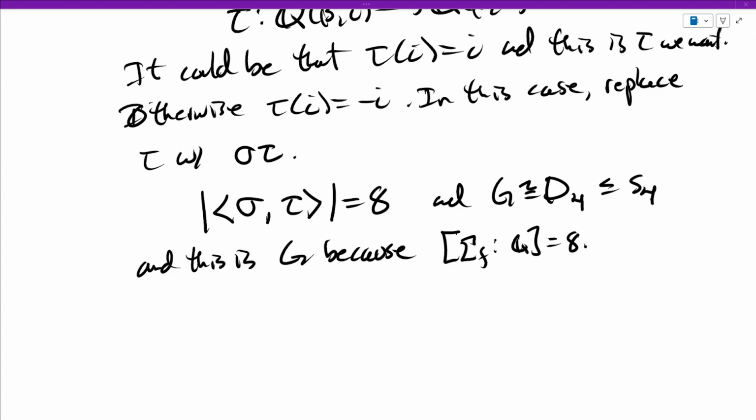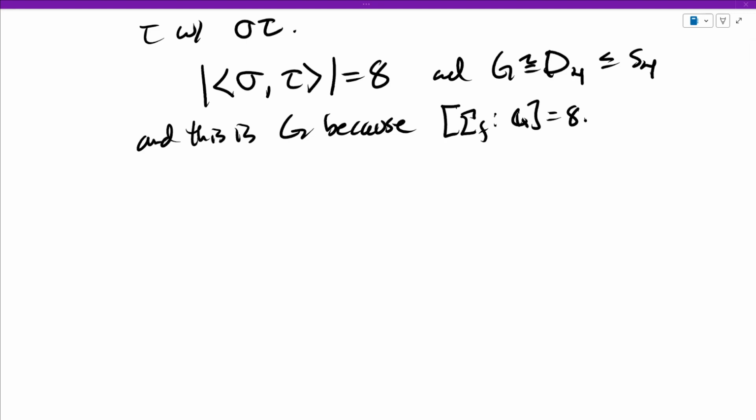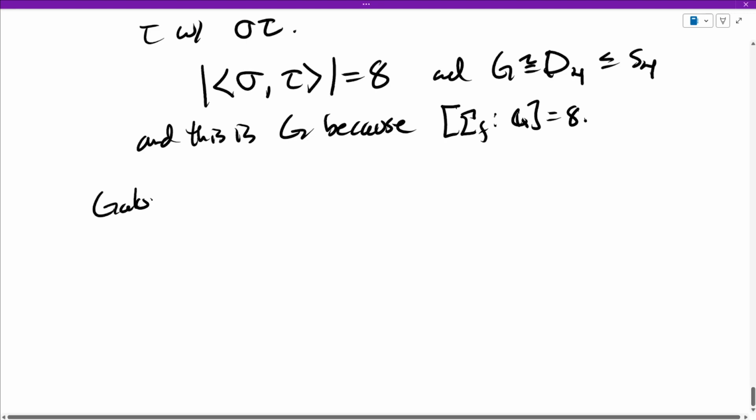Now, D4 has order 8. That is not too big, but it's still big enough that there are a lot of subgroups of D4. So we're going to write out all of the subgroups because we're going to work now on the Galois correspondence, right? So let's now do the Galois correspondence for this example.